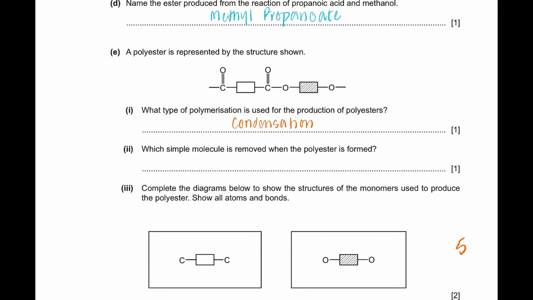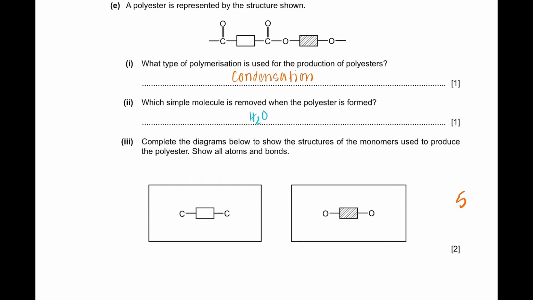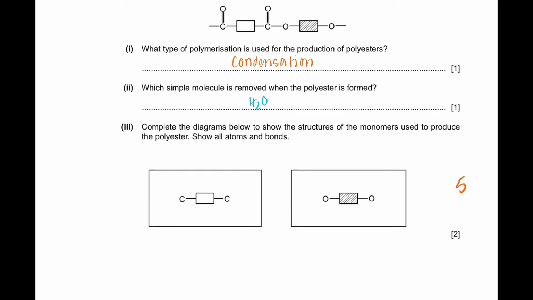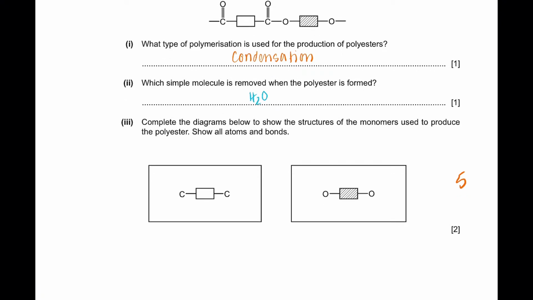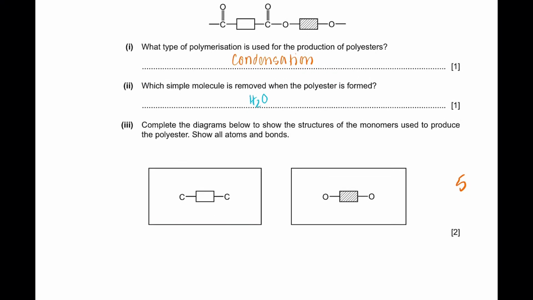Which simple molecule is removed when the polyester is formed? H2O. Complete the diagram below to show the structures of the monomers used to produce the polyester. Oh, we have to complete the monomer. This is all we did, right? Last 2 weeks. Am I right or am I right? It's a good dark color. Let's go with a bright color instead of dark.